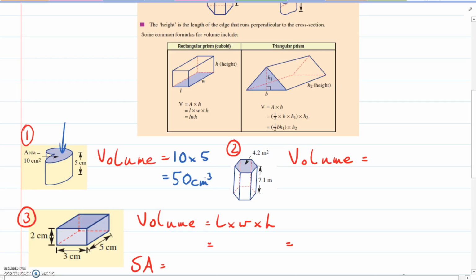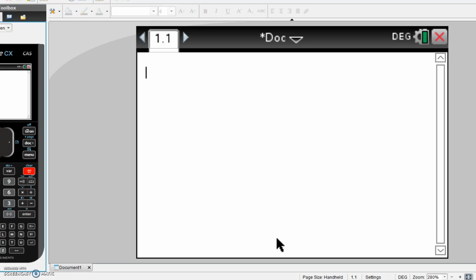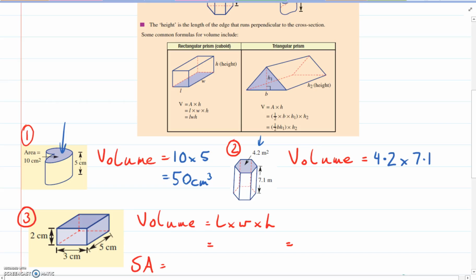Same kind of thing here, so we've got the top of this shape, hexagonal prism by the look of it. So we do 4.2 times 7.1, which is 29.82 meters cubed, because again we're talking volume.